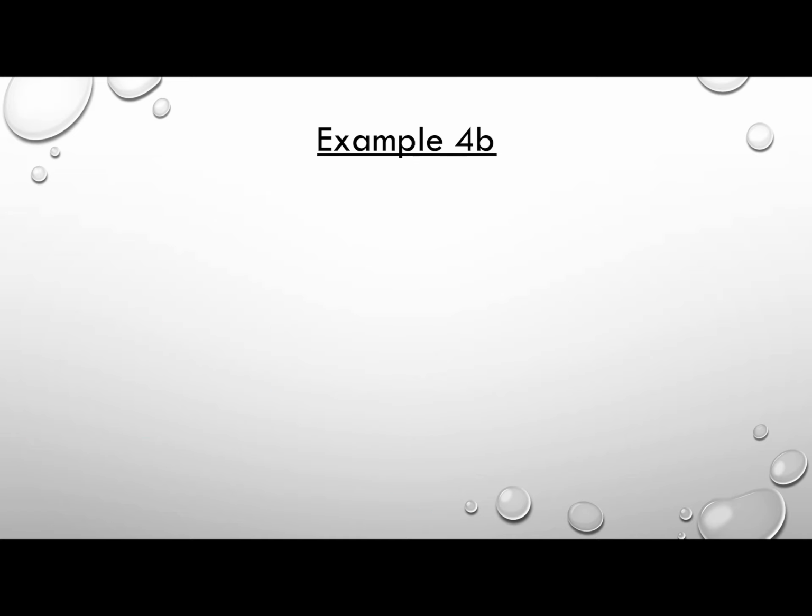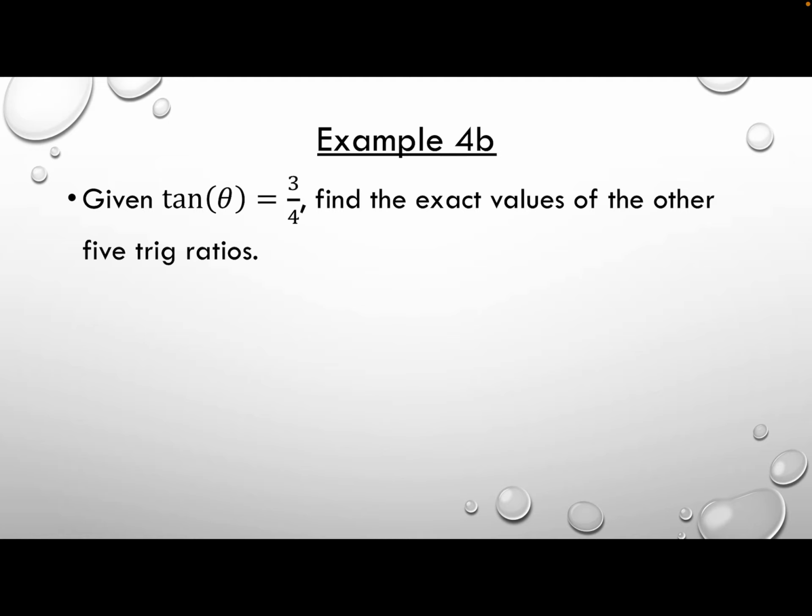All right. So once again, example 4b will be just like the previous one, except this time I tell you what tangent is equal to. So you're going to draw your triangle, you're going to do the correct sides, which in this case is opposite over adjacent, and then you're going to use that to find the third side, and then finally the other 5 trig ratios. Okay, so this one is also going to be another one on your own.